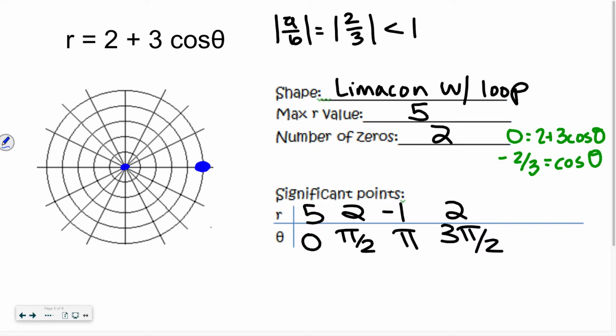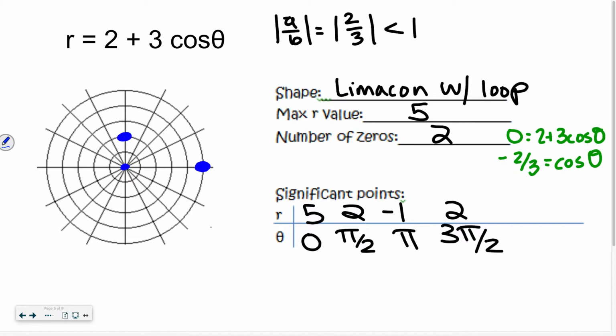2 pi over 2. 2 is positive, so go in the direction of pi halves, which is up, and count out 2 rings. When you do a Limacon with a loop, the one with the negative, that's like the back end of your loop, like as far inside the Limacon as it goes.